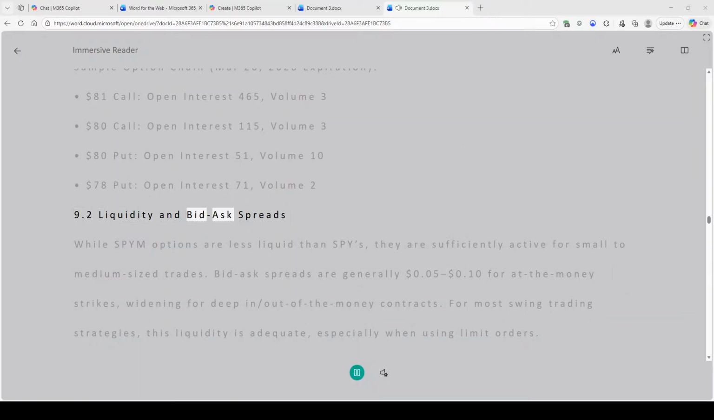9.2 Liquidity and bid-ask spreads. While SPYM options are less liquid than SPY's, they are sufficiently active for small to medium-sized trades. Bid-ask spreads are generally 5 to 10 cents for at-the-money strikes, widening for deep and out-of-the-money contracts. For most swing trading strategies, this liquidity is adequate, especially when using limit orders.